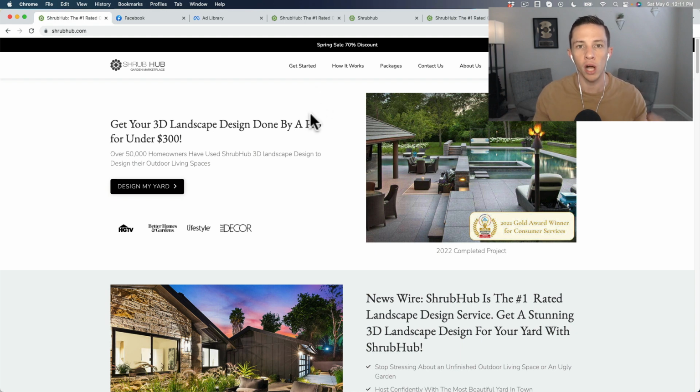Now let's talk about ShrubHub here. ShrubHub is a business that sells 3D landscape design by a pro for under $300. And I always call this out: right there at the top of the landing page is the value proposition or the offer, like what you're actually getting when you buy the service. It is very clearly defined.